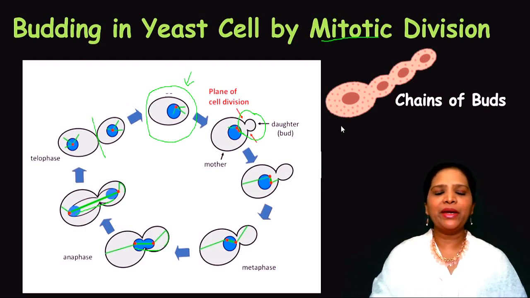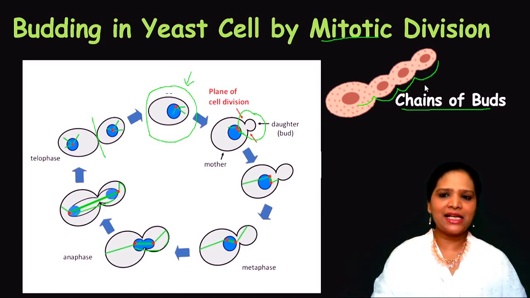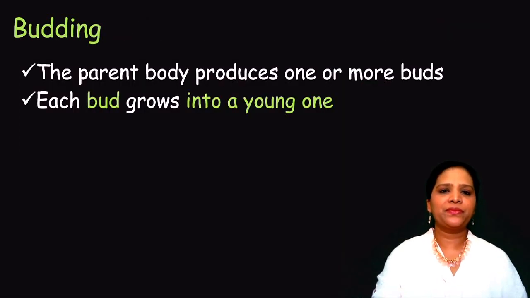So in this, a peculiar thing happens in the yeast. Not only one daughter cell is produced, sometimes it produces a chain of daughter cells. That's what we call a chain of buds, okay. See, this is a mother cell, and from the mother cell another daughter like this. So one mother cell here produces 3 daughter cells simultaneously. This is called a chain of buds.